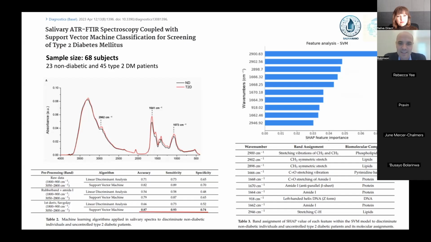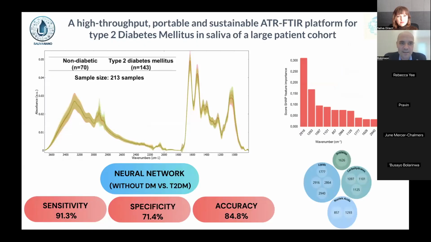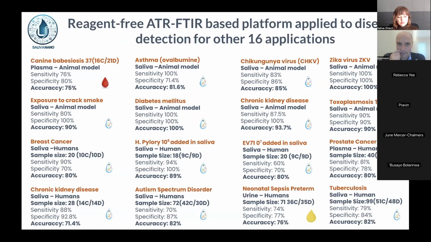Thus, next one, we have also tried in a large sample, using in that case more than 200 samples, and our novel neural network was able to detect around 85% of accuracy the presence of diabetes using saliva. Next one, please. And we can see here that we have tests in several diseases that I don't have time to talk about today, but maybe we can talk in another opportunity.